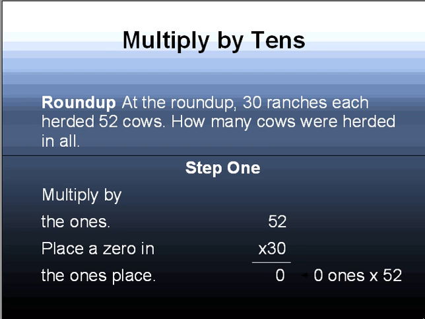Our sample problem here is this. At the roundup, there were 30 ranches that each herded 52 cows. The question is, how many cows were herded in all?